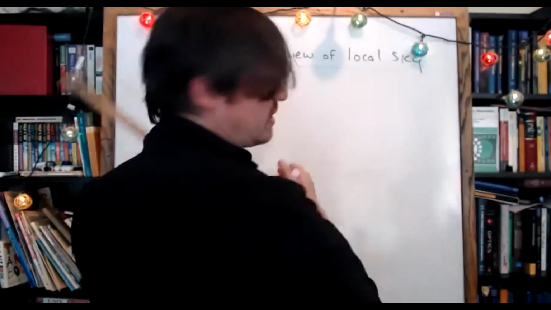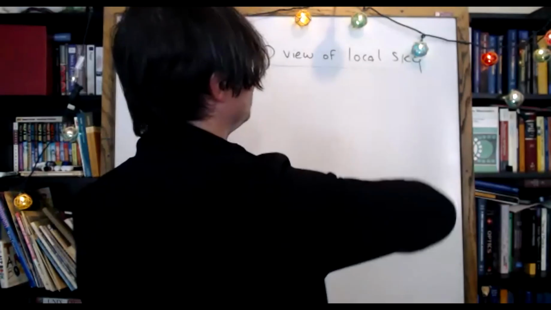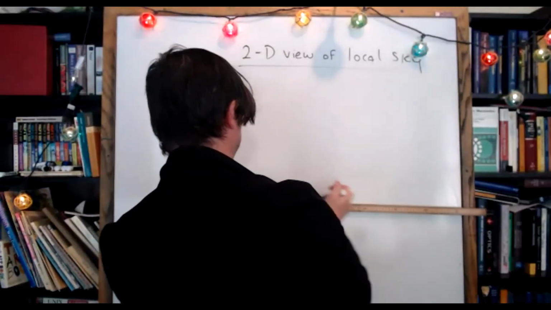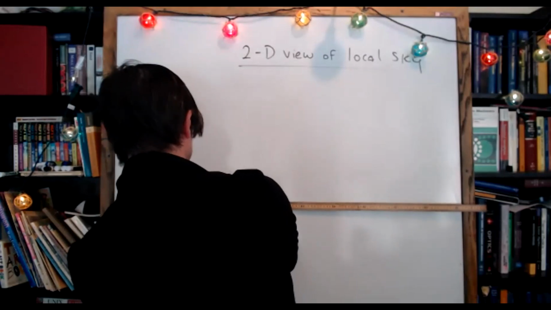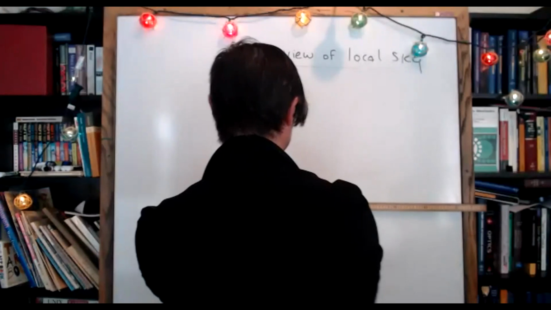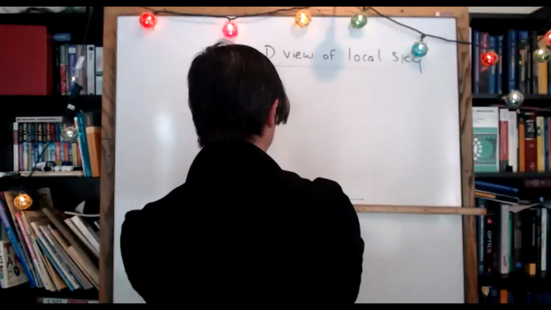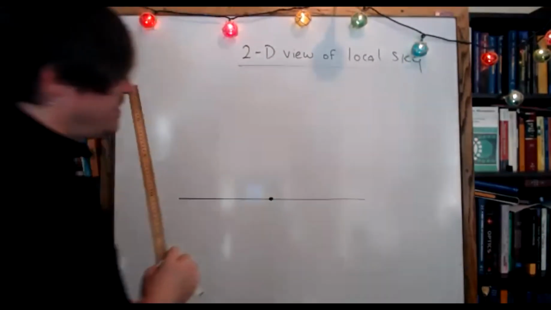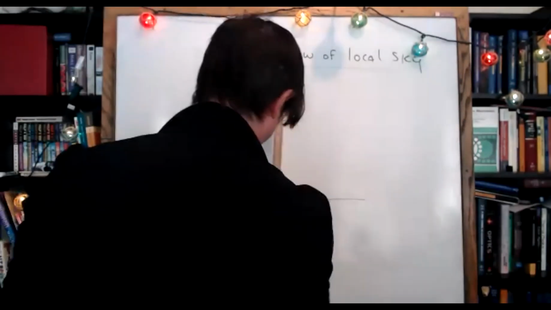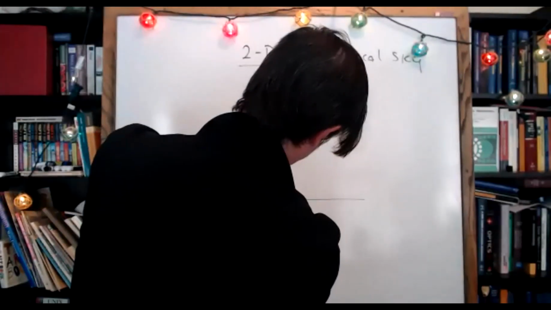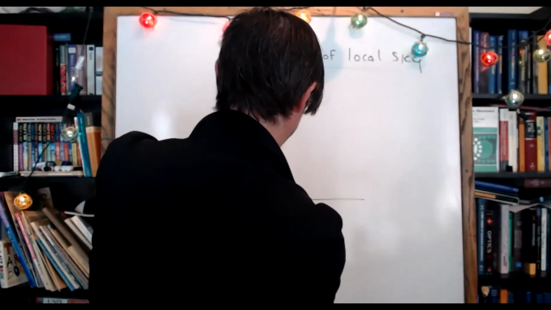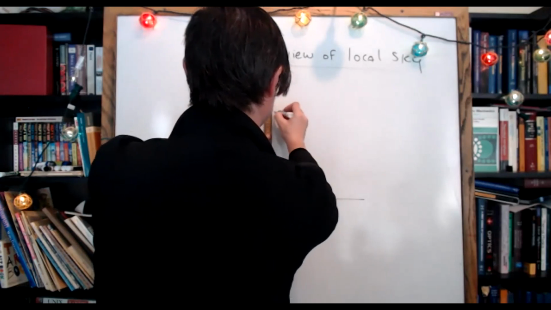I'm going to make mine a little longer than that because I'm on the board here. Make your line 12 centimeters long. Find the midpoint at 6 centimeters and go ahead and make a dot there. And then I want you to draw a line that's 6 centimeters tall, perpendicular to that.